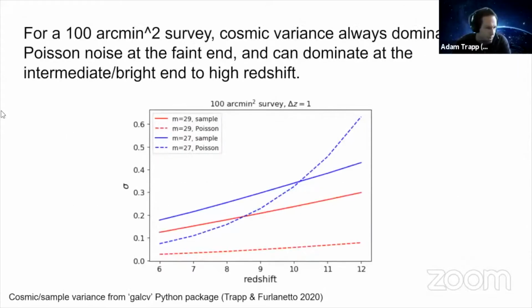So let's take an example here. For a 100 square arcminute survey, cosmic variance always dominates Poisson or shot noise at the faint end. That's these red curves. The solid is sample variance, cosmic variance, versus the Poisson variance here in the dashed. And it can dominate at the intermediate and bright end up to pretty high redshift. These are the different areas. If you want to see the effects of cosmic variance on your survey volumes, I have a handy Python package for you, and there are others out there as well.